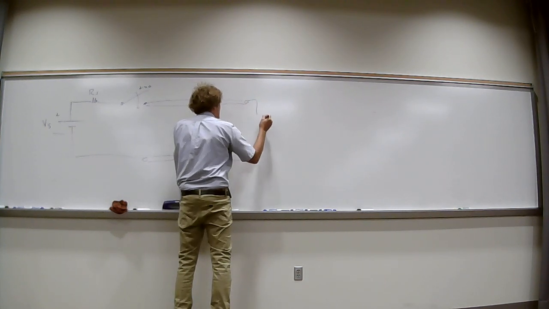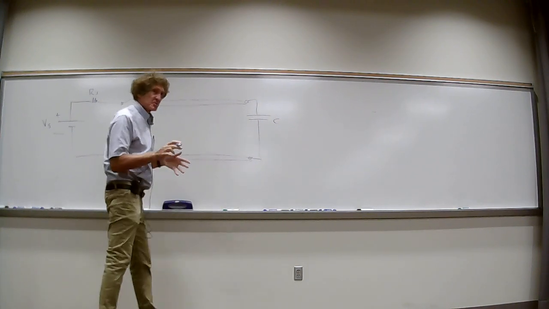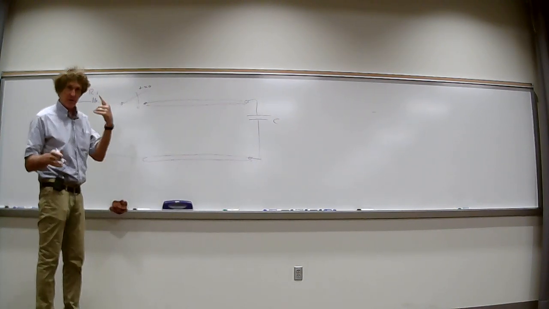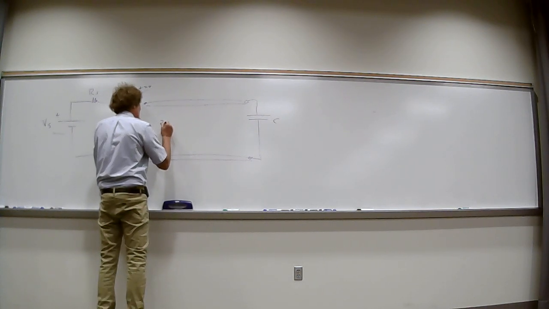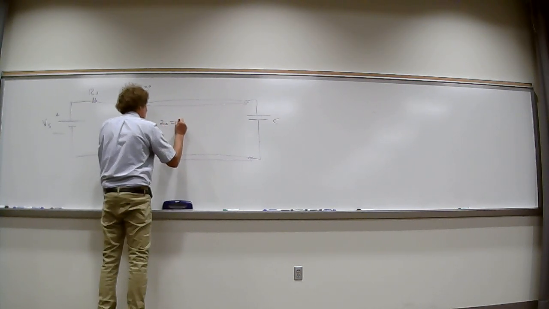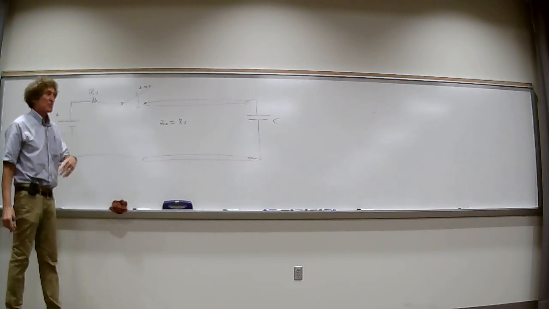And we're going to have a load. This time I'm going to put a capacitor, just a capacitor. We can put an inductor too, but I want you to just follow me on the train of thought, the way I'm doing this. This line is going to have a characteristic impedance Z0, and I'm going to make Z0 equal to Rs. Now the reason I'm doing it is to reduce the complexity of the problem.